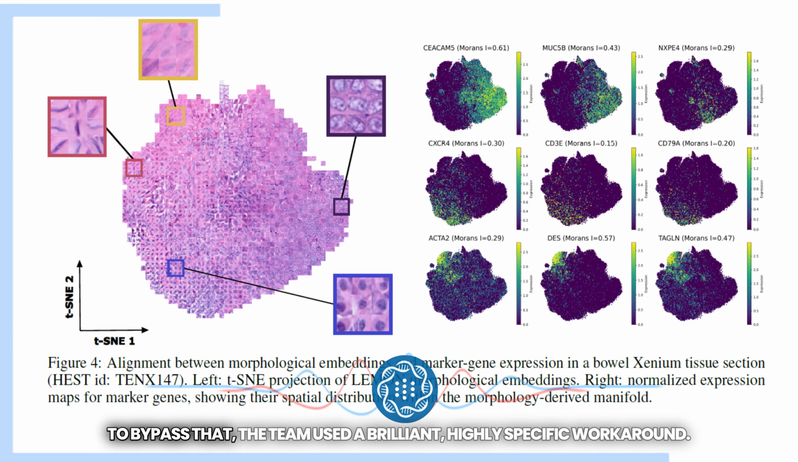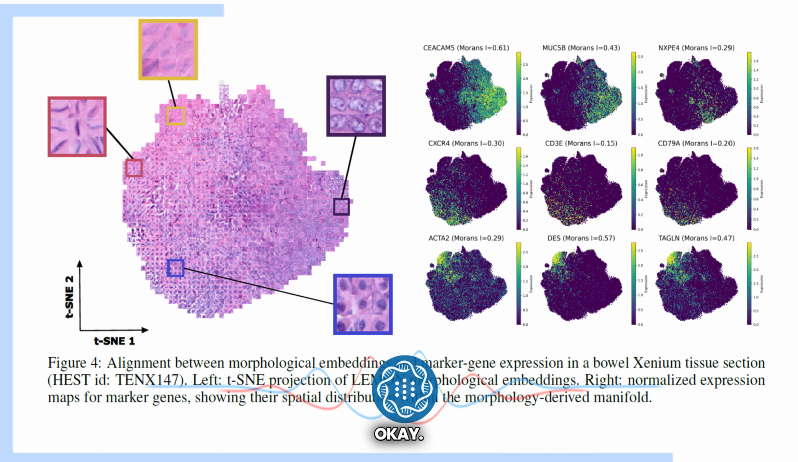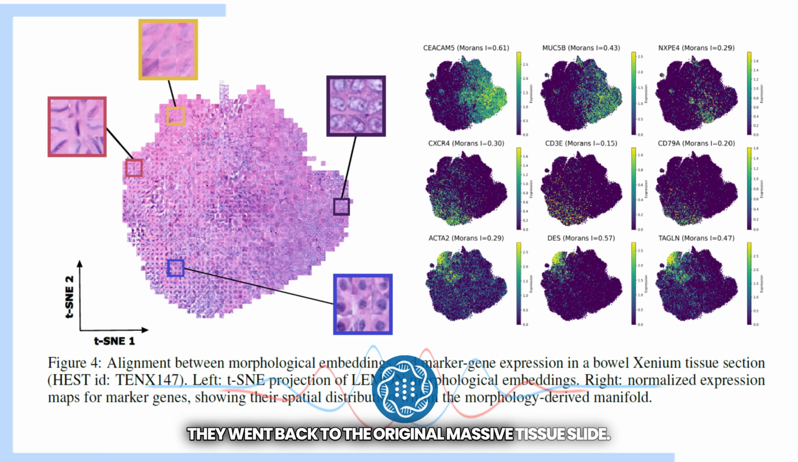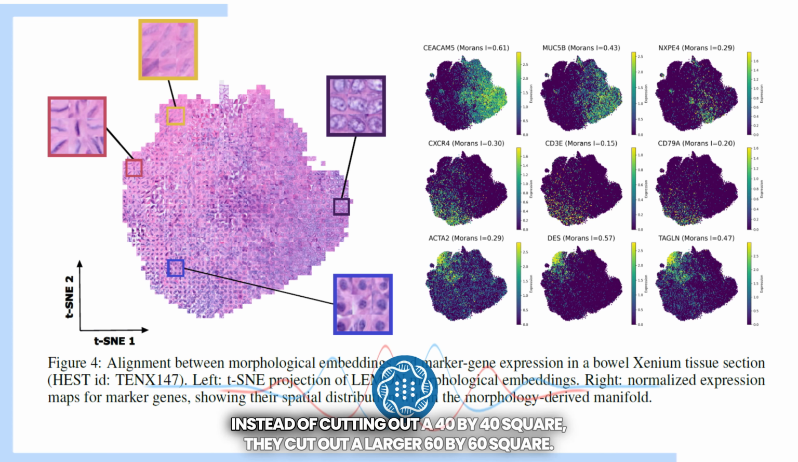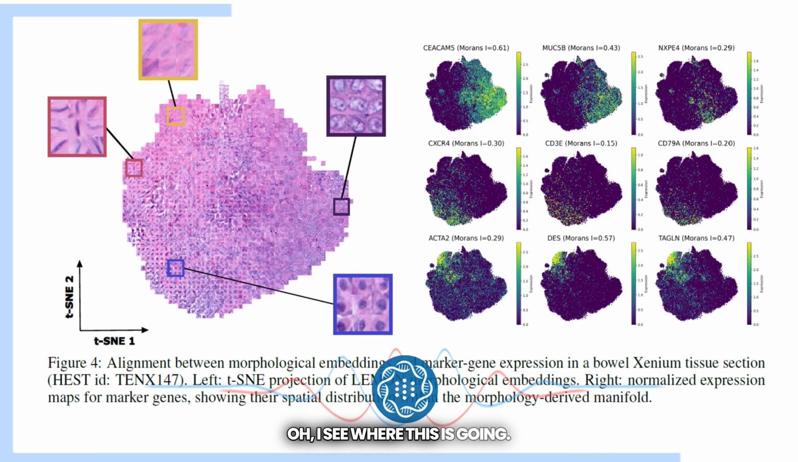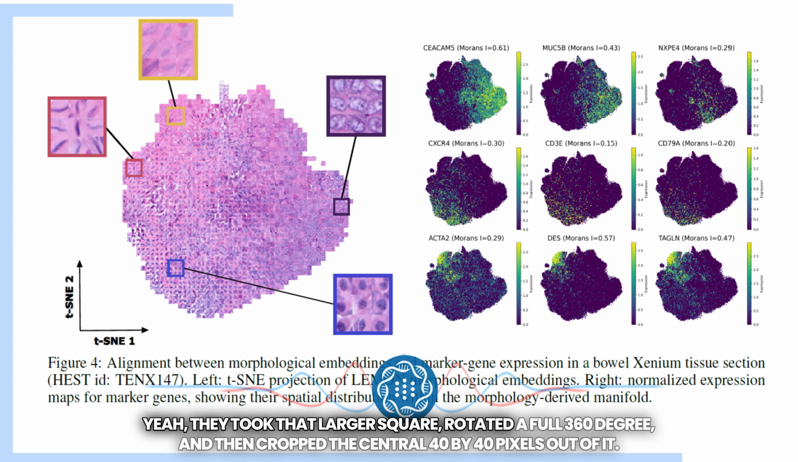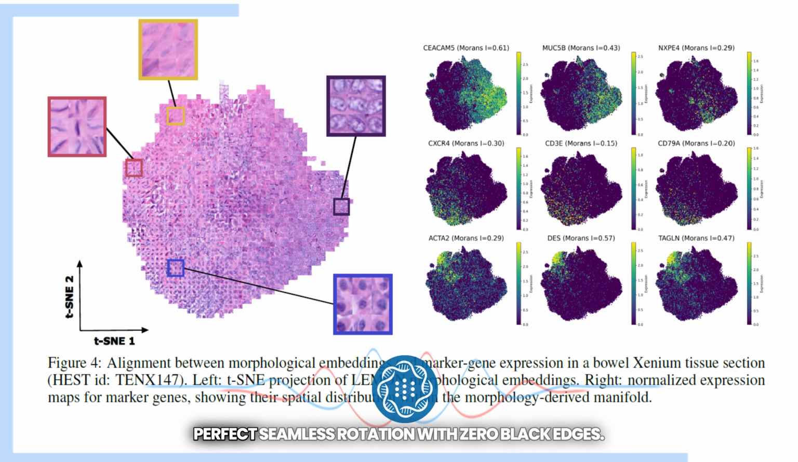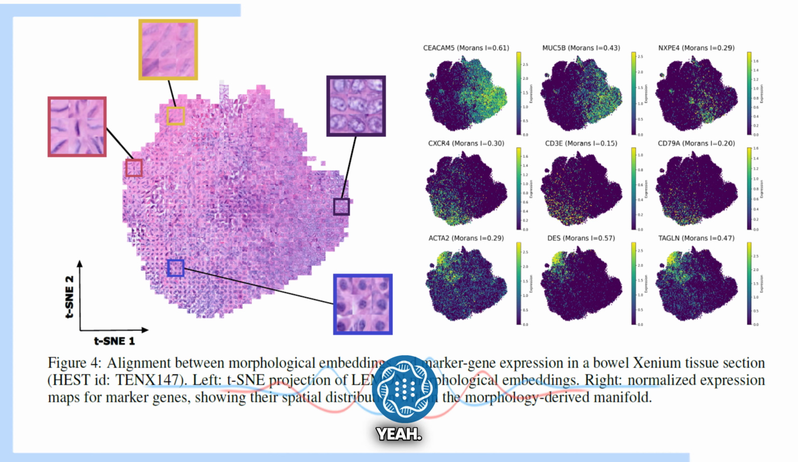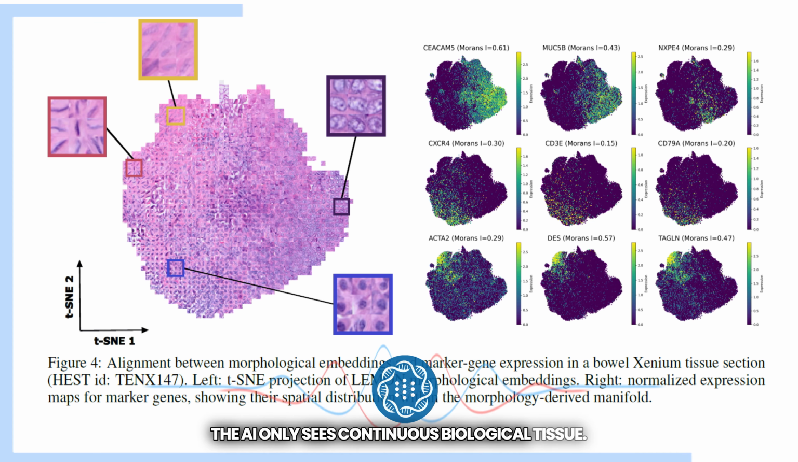To bypass that, the team used a brilliant, highly specific workaround. Okay. They went back to the original massive tissue slide. Instead of cutting out a 40 by 40 square, they cut out a larger 60 by 60 square. Oh, I see where this is going. Yeah, they took that larger square, rotated it a full 360 degrees, and then cropped the central 40 by 40 pixels out of it. Presto. Exactly. Perfect. Seamless rotation with zero black edges. Yeah. The AI only sees continuous biological tissue. That is so elegant. Just so smart.